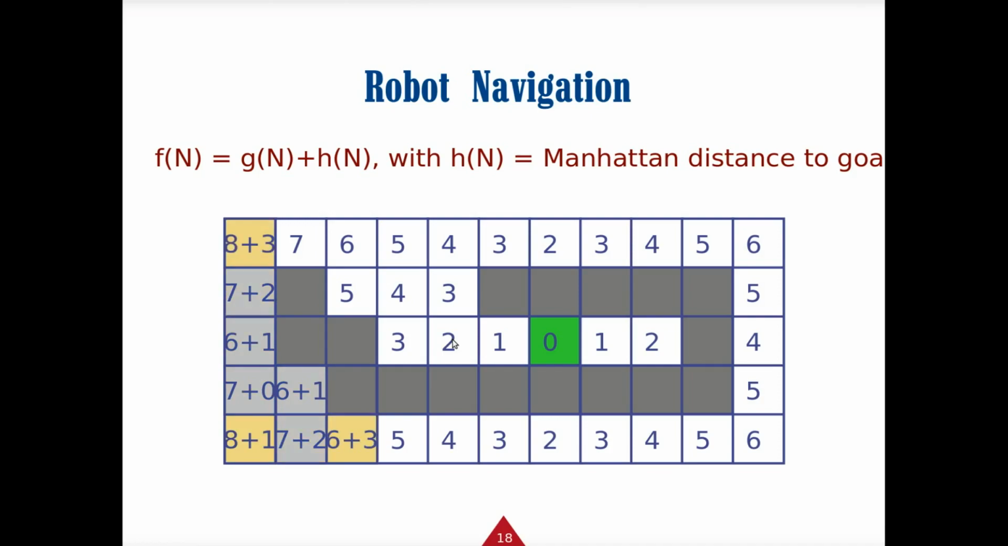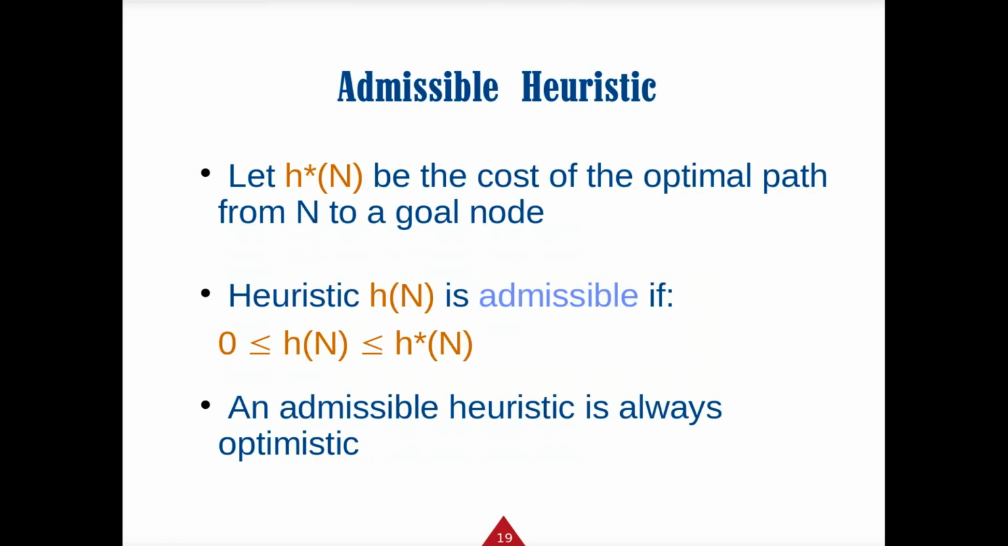And then for the admissible heuristic, h star of n would be the cost of the optimal path to the goal. So what we're trying to do is find the best h of n. We're trying to find an h of n that's greater than or equal to 0, but less than or equal to h star of n.